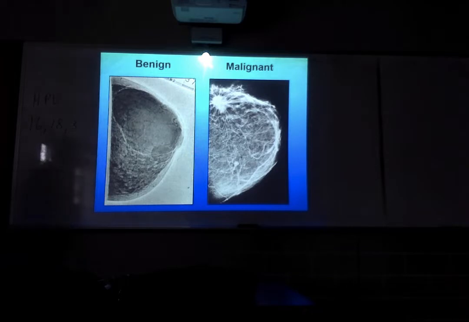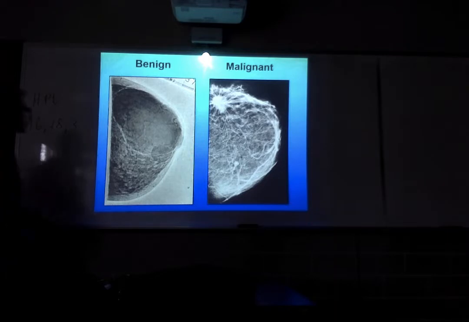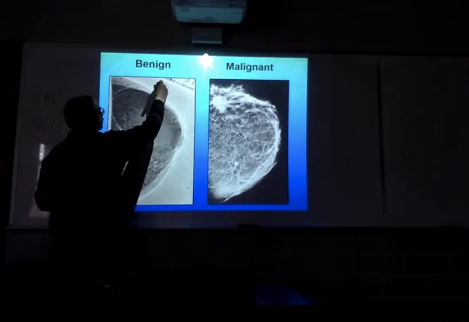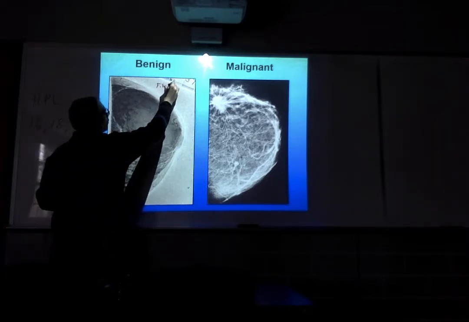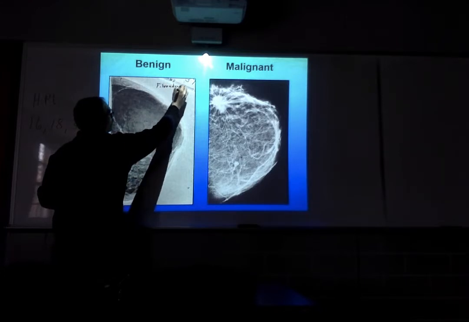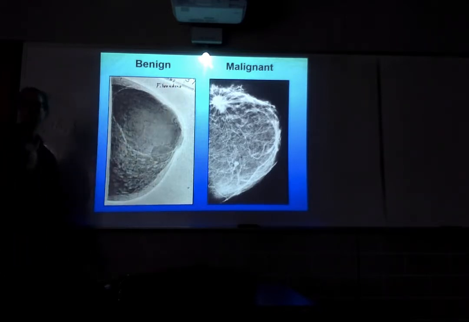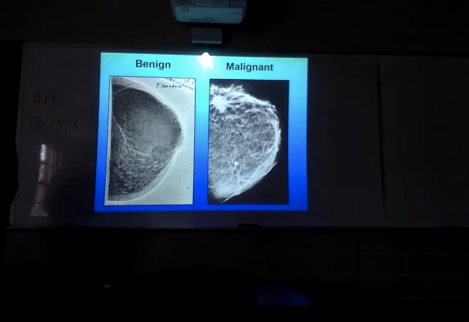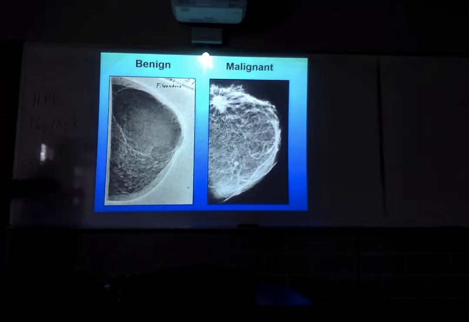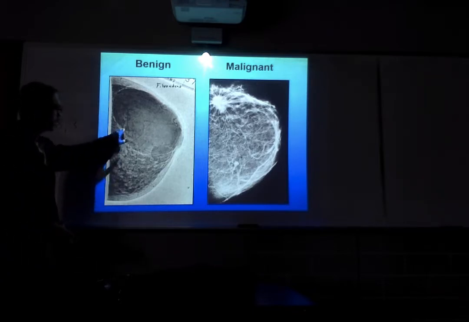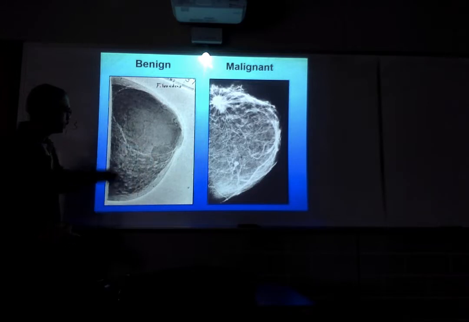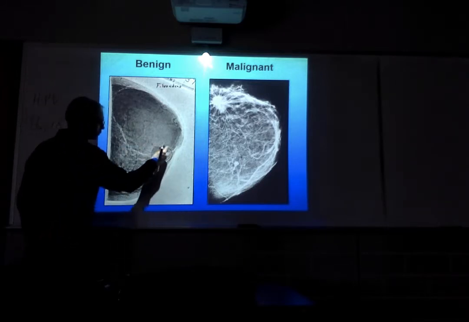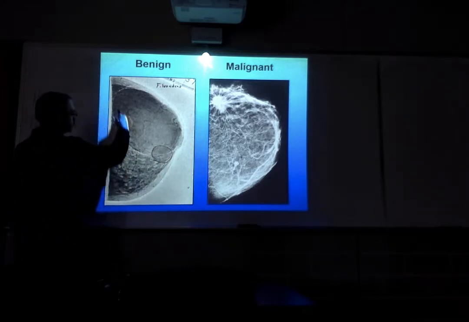Here's an example of a mammogram of a benign neoplasm called a fibroadenoma. Fibroadenoma. It's a benign neoplasm consisting of fibrous tissue and glandular tissue. It's benign. Right, take a look. You can see this woman in her breast has at least two fibroadenomas. One over here, and one over here.